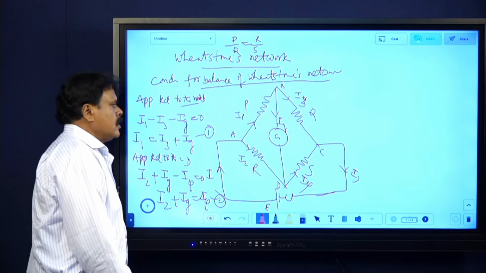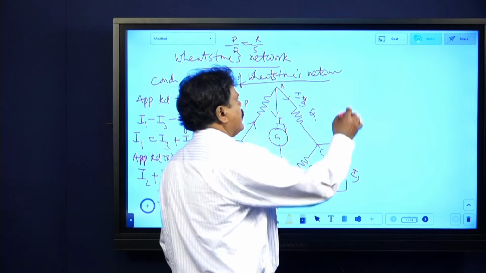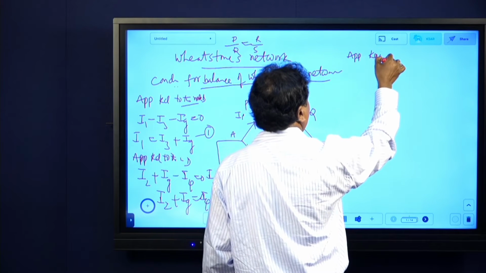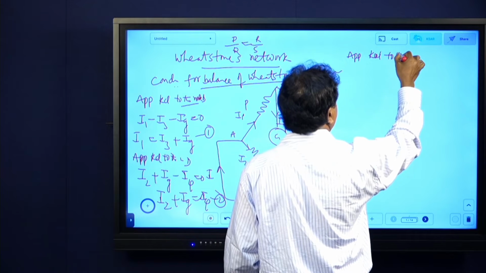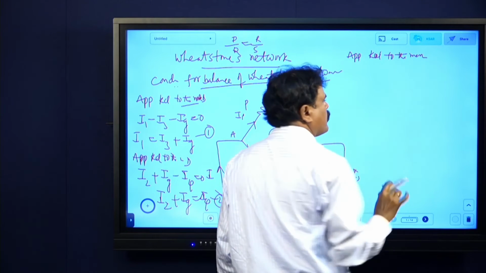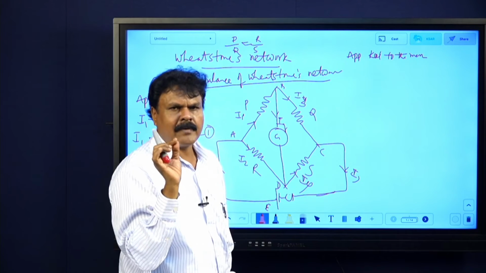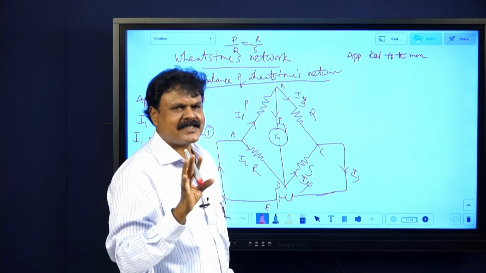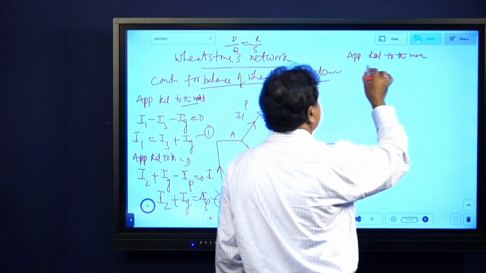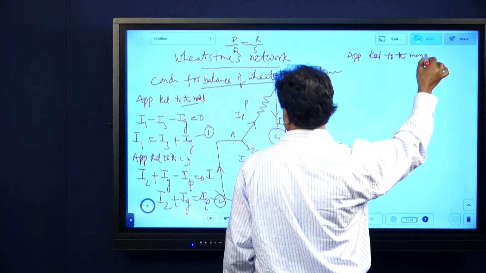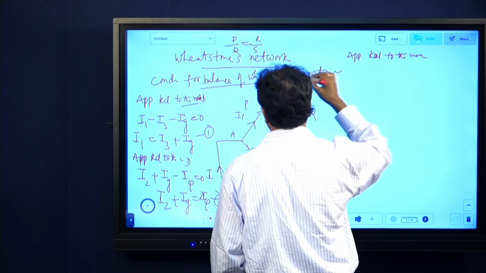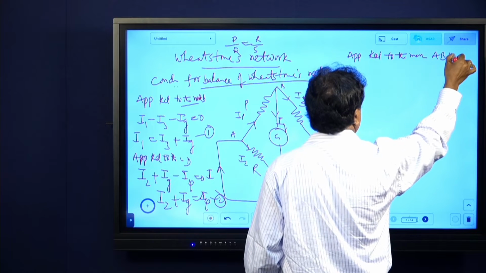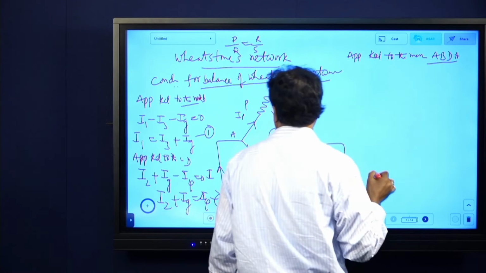Okay. So now applying KVL, twice you have to apply KVL. Whenever you apply KVL, it should be to the mesh only, to the closed path only. KVL will be applied to the mesh. KCL is applied to the node or junction always. So applying this KVL to the mesh or closed path, I take first ABDA. It must be closed, ABDA, then only it is closed.